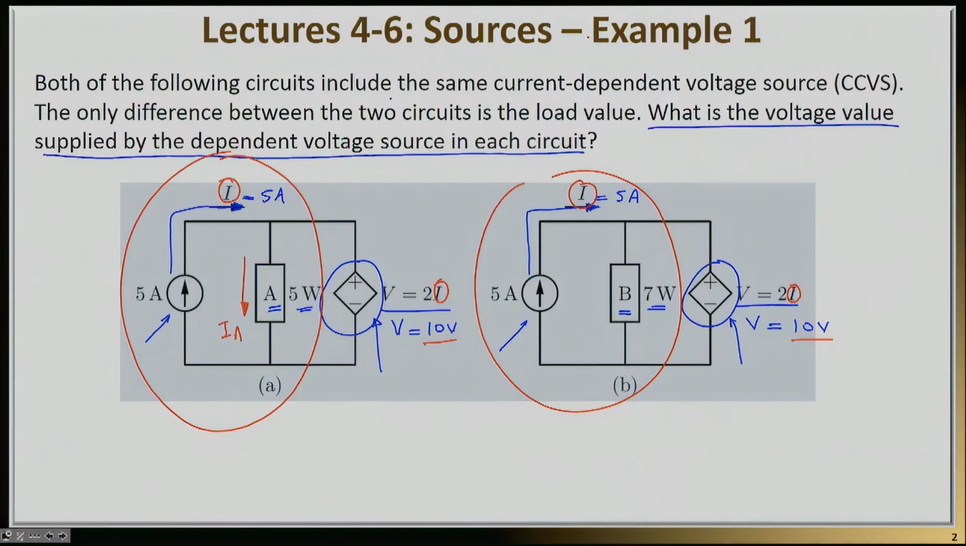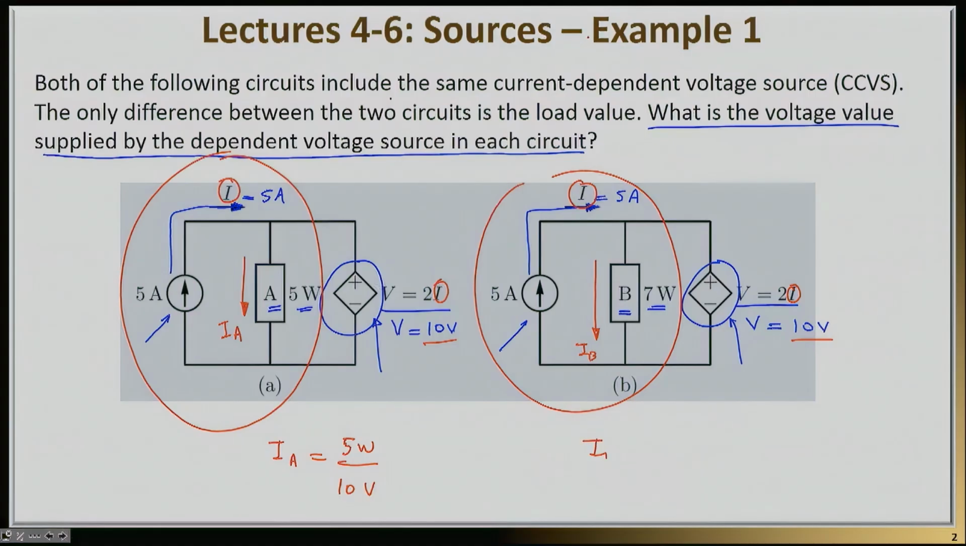If I call this current IA and I call this current IB, these are the two currents that the loads will draw, and they will definitely be different in each case. For example, the current IA will be equal to the power that this load requires, which is 5 watts, divided by the voltage drop across it, which is 10 volts.